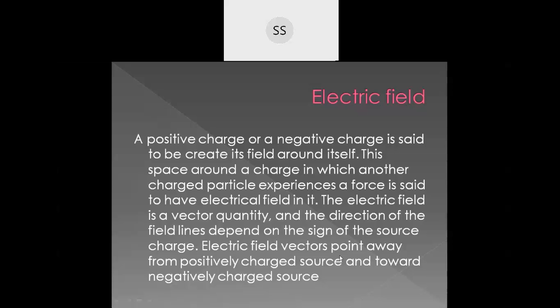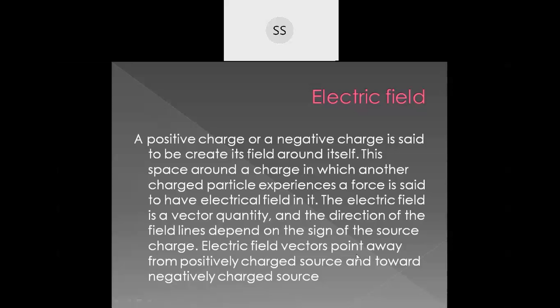When the source charge is a negative charge and we bring the positive test charge near to it, it will get attracted towards the negative charge. So the direction of that electric field will be inwards. Direction always, it is a vector quantity, and the direction always depends on the sign of the source charge. If the source charge is positive, then the direction will be outwards, and if the source charge is negative, the direction will be inwards. And we always take the test charge as a unit positive charge.